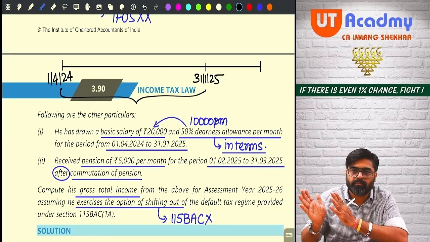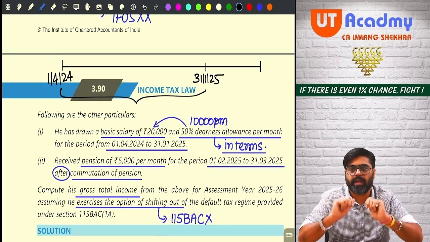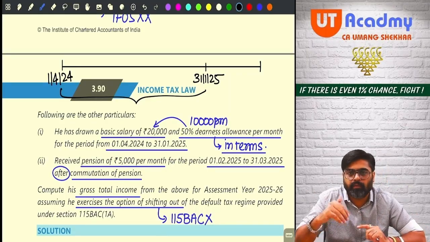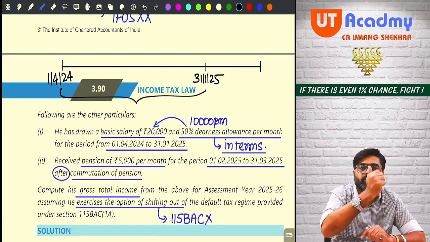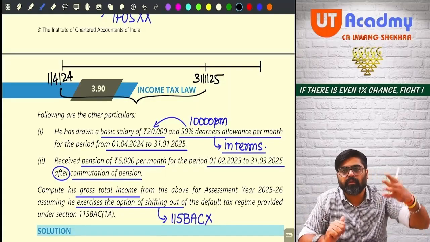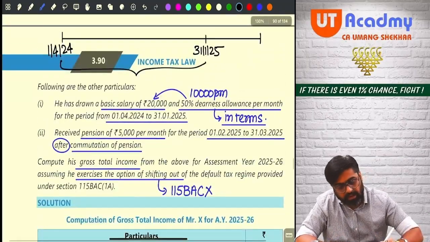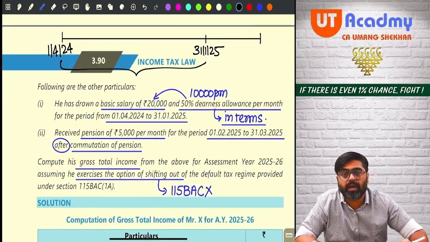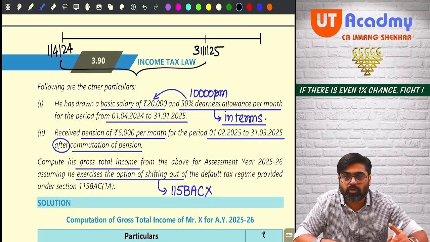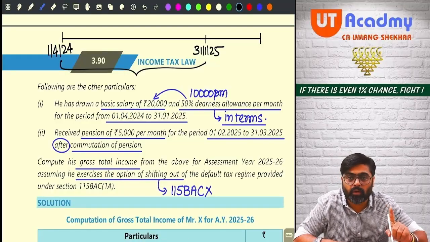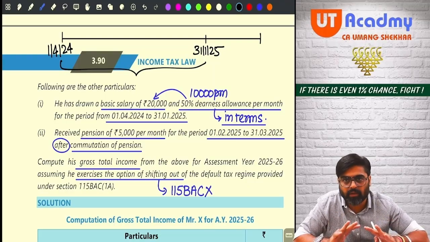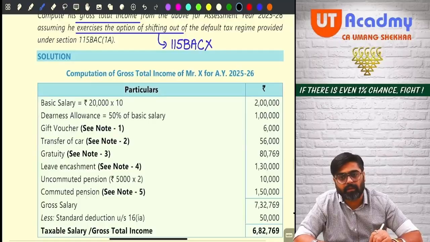So first, beginning of the previous year, what he is getting from the employer? Come on, tell me. When he was in employment, beginning of the year, what he was getting? He was getting basic and he was getting DA. How much basic he was getting? Come on, tell me. He was getting a basic of 20,000. 20,000 he would have received for how many months? 10 months. So 20,000 into 10, 2 lakh rupees of basic in this year will be taxable as this year's salary. So you will make a statement.